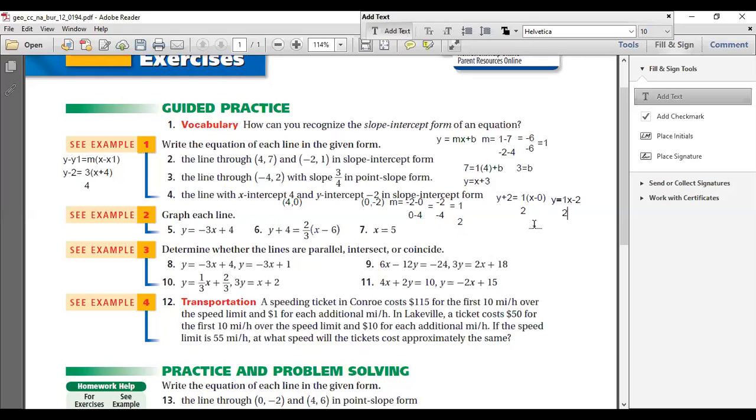Hope it's clear. All you got to do is write the coordinates first. X-intercept is 4, means y is 0. Y-intercept is -2, means x is 0. So these are the two coordinates. So step 1, write the coordinates. Step 2, find the slope. Step 3, put them back in point slope form. Once you have them in point slope form, simplify them into slope intercept form. You will have something like this.